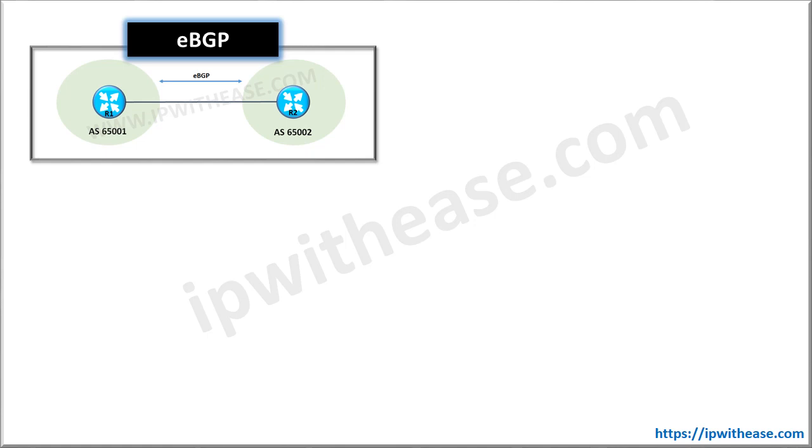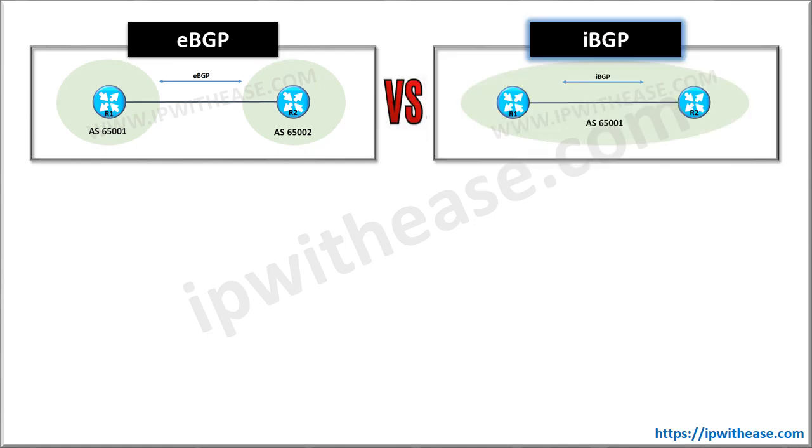As we can see in the first diagram, router 1 is in AS65001 while router 2 is in AS65002. In order to form BGP neighborship between both the routers, we need to configure eBGP between both the routers, or between both the AS. While in the second diagram we can see both R1 and R2 routers are in the same AS, which is AS65001, and in order to form BGP neighborship between them, we will configure iBGP instead of eBGP.